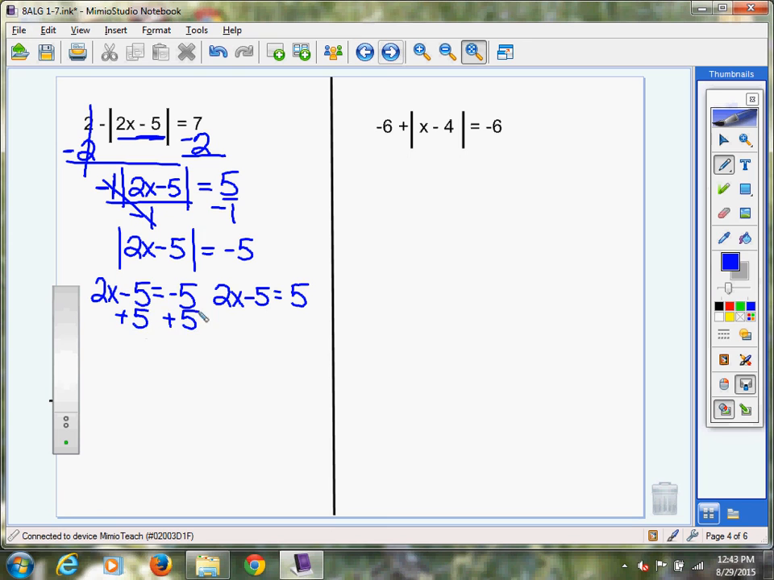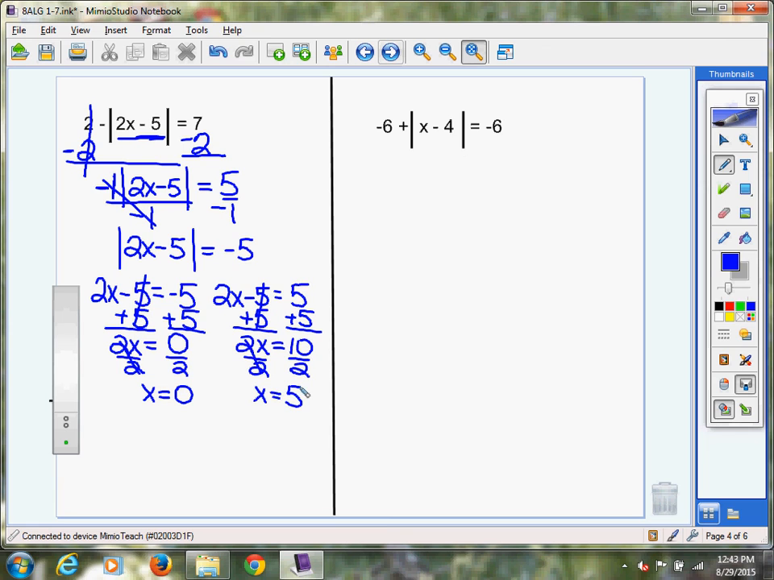So I'm going to add 5. Looks great. Divide by 2. And I've got x is 0 as one of my answers. Add 5 in the other one, and then divide by 2, and I'll get x equals 5. Now, just because I get 2 answers doesn't mean that those answers actually work. That's why you've got to check, guys. That's why I keep impressing that upon you. Please check your answers.